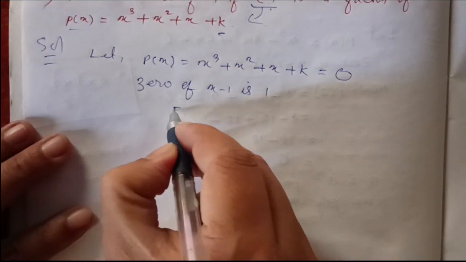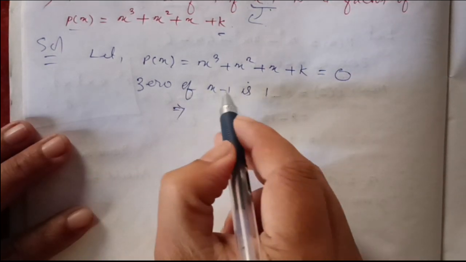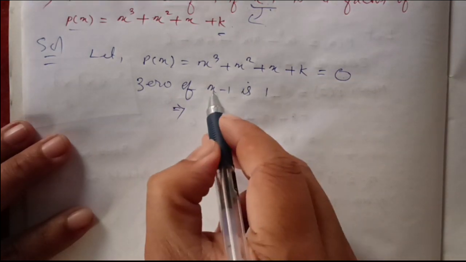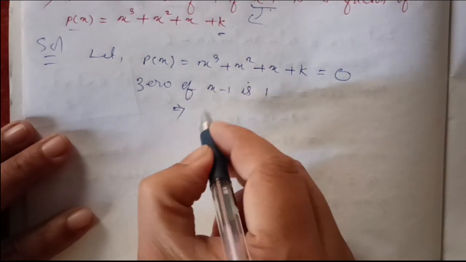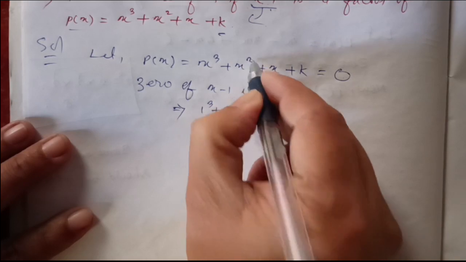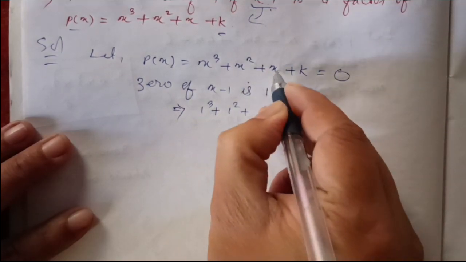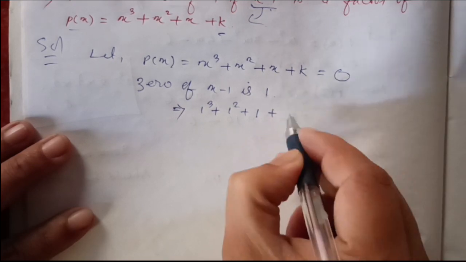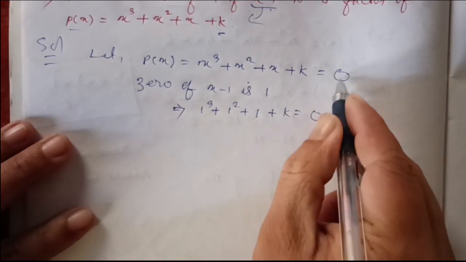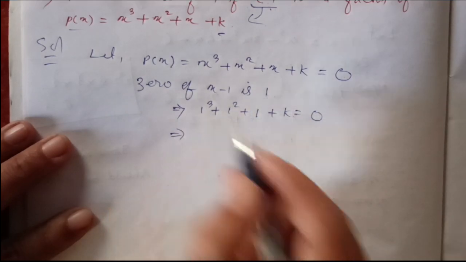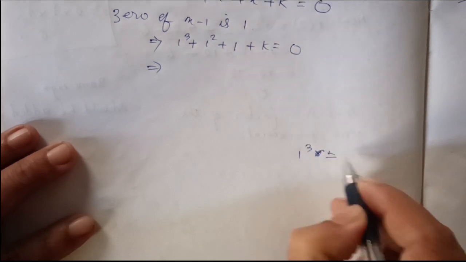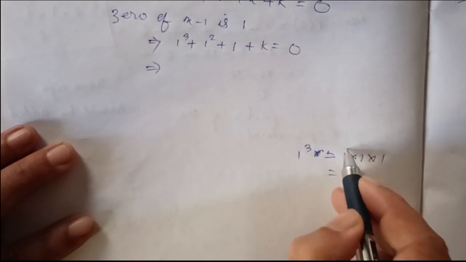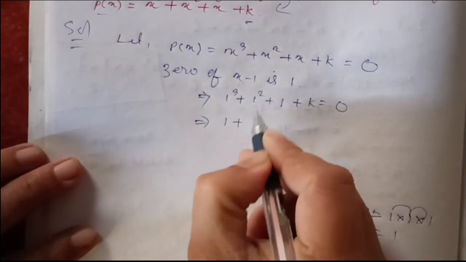Okay, then what is the meaning of this? We should put 1 instead of x. So here x is cubed, that means instead of x, we should replace with 1. So 1 cubed, x squared means 1 squared, x means 1, plus k, which we don't know and are going to find out, equals 0. What is 1 cubed? I told you that 1 cubed means 1 is taken 3 times. So 1 times 1 is 1, 1 times 1 is 1. Okay, so 1 cubed is 1.